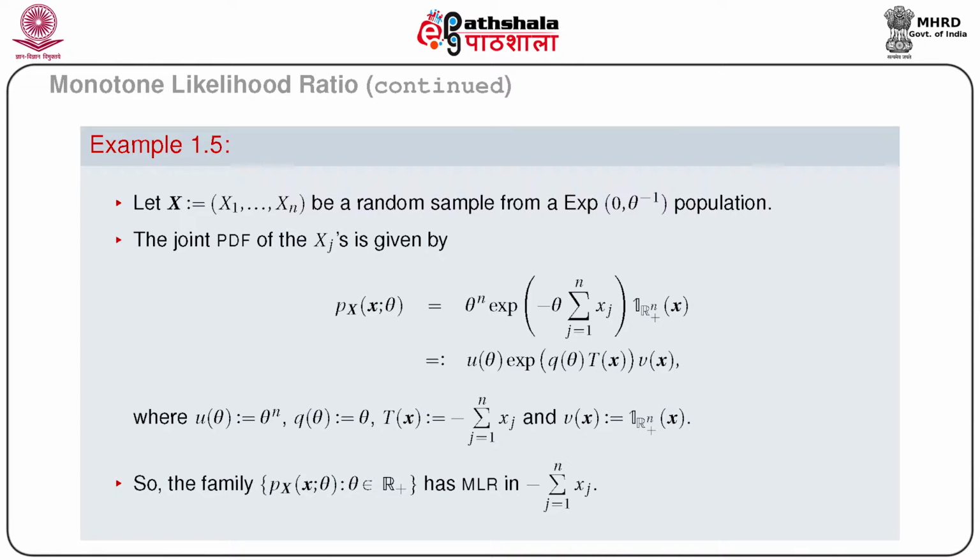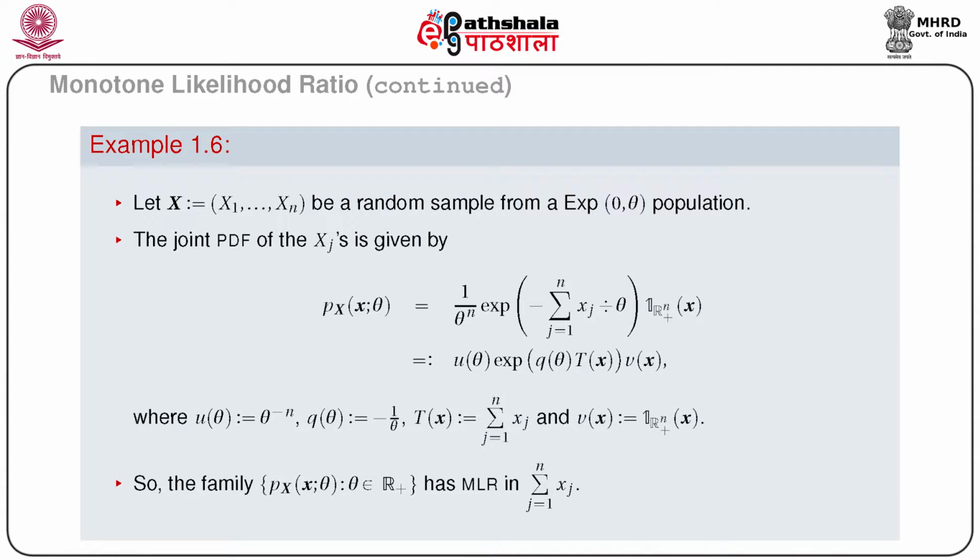We consider another example. Let x1, x2, ..., xn be a random sample from the population with PDF θe^(-θx), where x > 0. Here P(x;θ) = θ^n e^(-θΣxi), which equals θ^n times e^(θ · (-Σxi)), where we set h(x) = 1. Now, if we set u(θ) = θ^n, q(θ) = θ, and T(x) = -Σxi, then P(x;θ) has MLR in -Σxi.